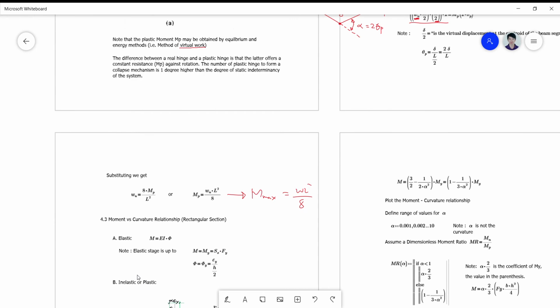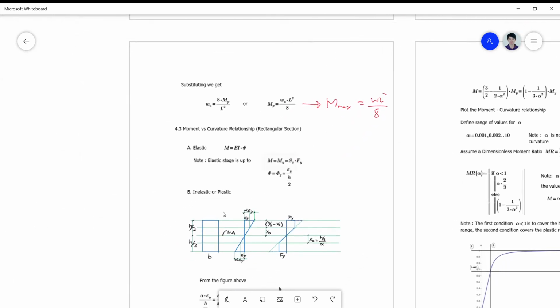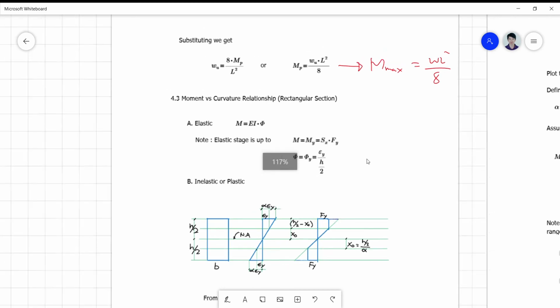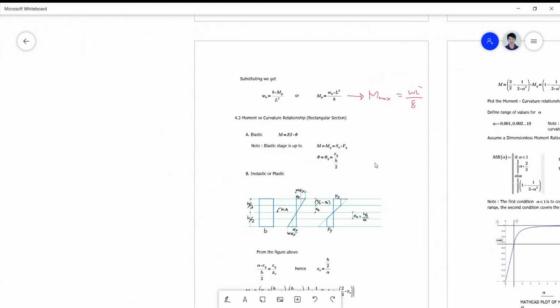Okay, so for the moment curvature relationship, we try to look at the elastic and plastic stages. Here, we come up with some formula eventually on the plastic moments, and graph the moment versus alpha relationship. Here, we use other variables instead of moment versus, there are three, no? Moment versus theta, moment versus curvature, and moment versus alpha.